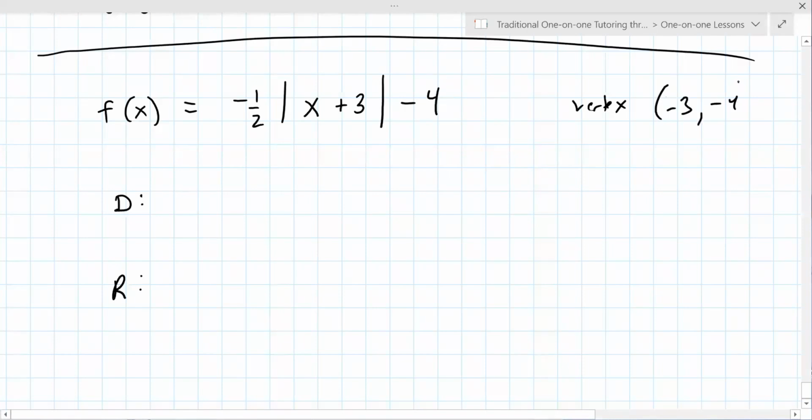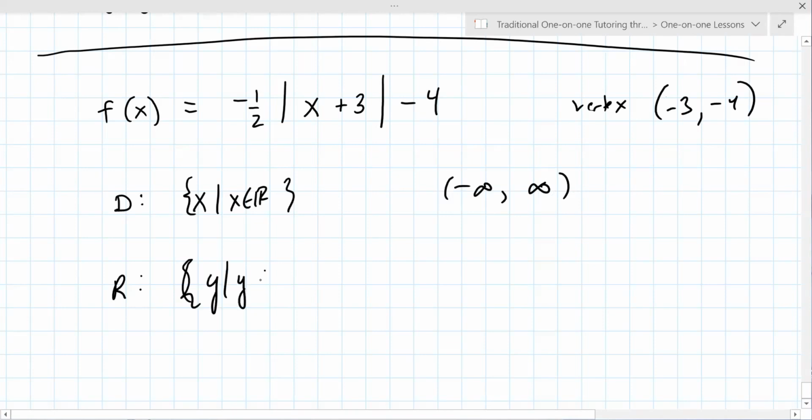The vertex is minus 3, minus 4. Domain, we all know what that is: negative infinity to infinity. Good. And then the range is the same thing as the x, but it's y's. So y is less than or equal to -4. Then it's negative infinity, comma, -4, bracket. Yeah, parenthesis on the infinity.